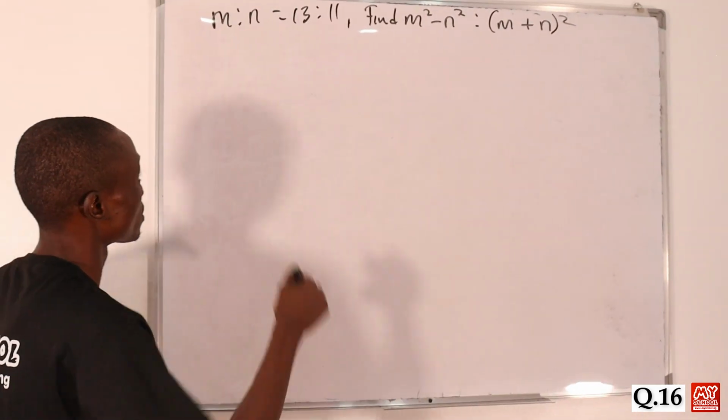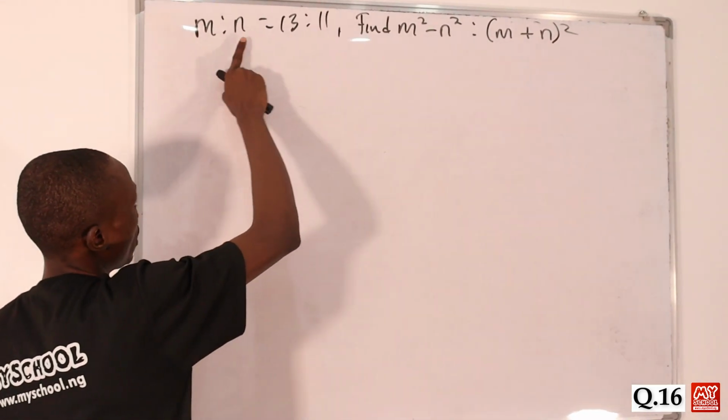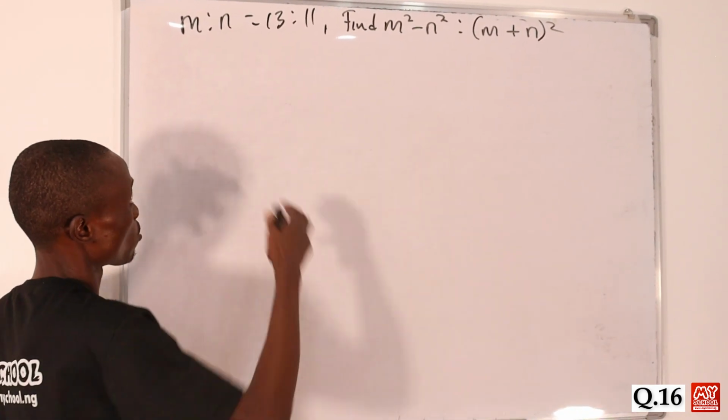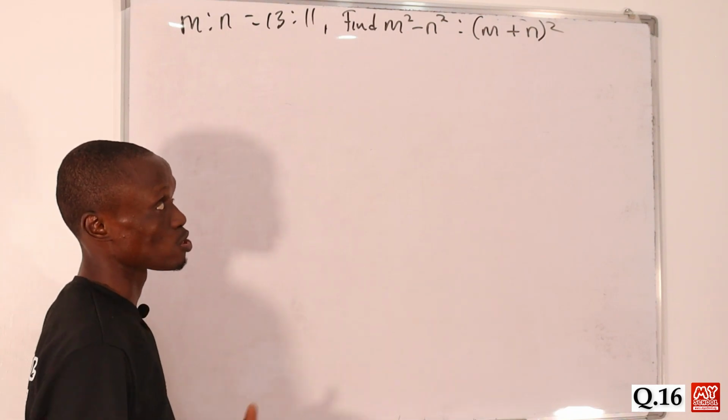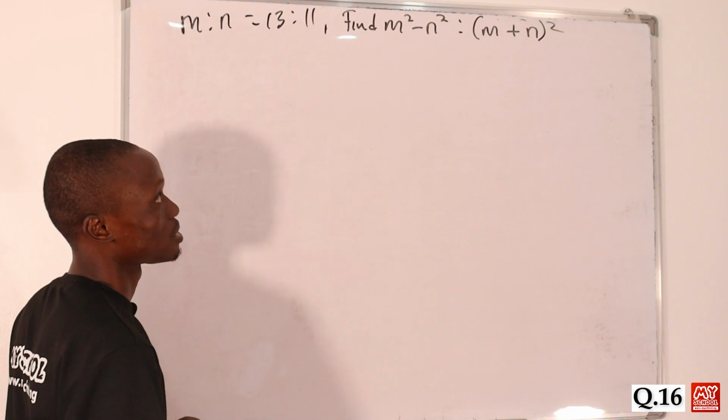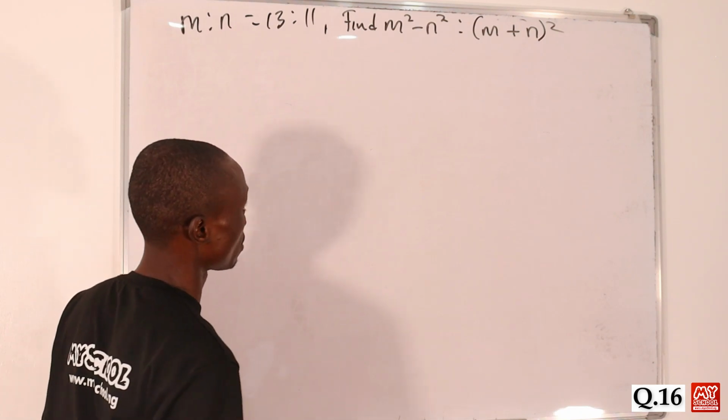So basically here they are saying m is equal to 13 and n is equal to 11, okay? Or if you decide to solve in terms of n, at the end of the day, you're also going to have the same answer. Or if you decide to solve in terms of m, it's still the same thing, you are going to be having the same answer, okay?